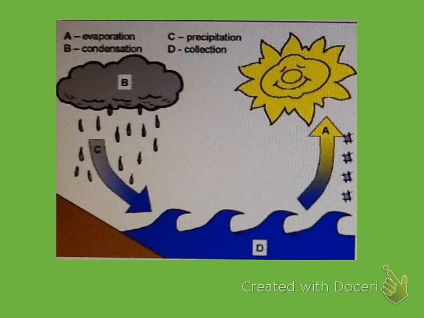We will proceed with the collection phase, which is the last step. The precipitate in the form of rain, hailstones, or snow falls back into water bodies such as oceans, lakes, and rivers, and some of this precipitate penetrates the soil. The cycle goes round and round and round.